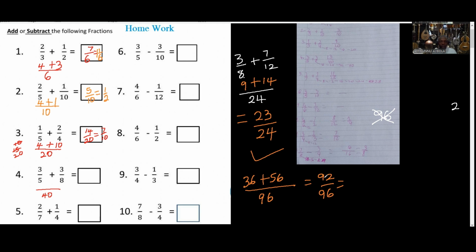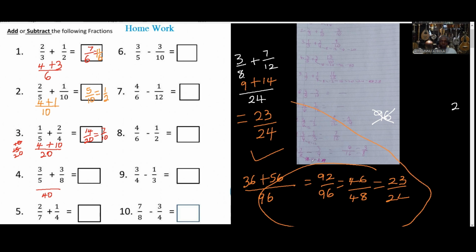So we can cut it down with 2. How many 2 is in 92? That's 46. How many 2 is in 96? That's 48. Then if we cut with 2 again, how many 2 in 46? That's 23. Then 2 in 48, that's 24. So you can see this one is taking us a longer step. That's why we must use the lowest common multiple.